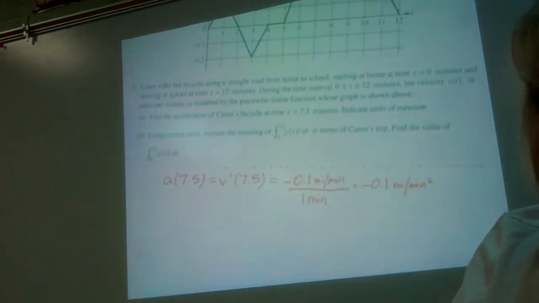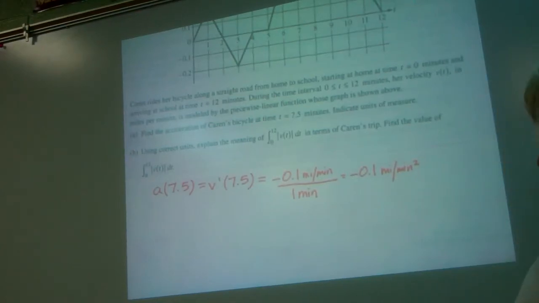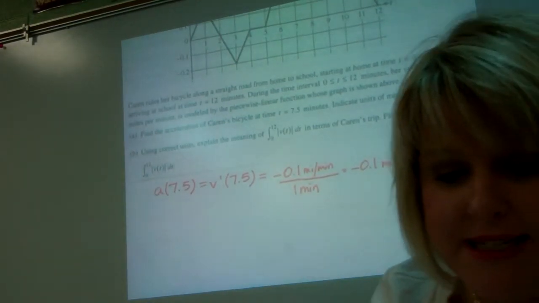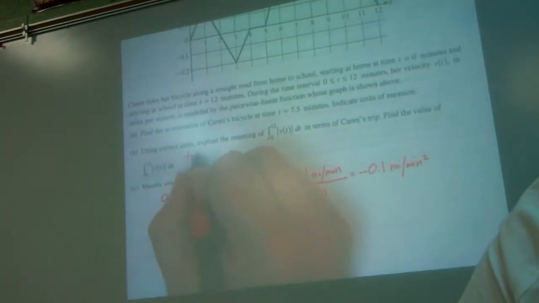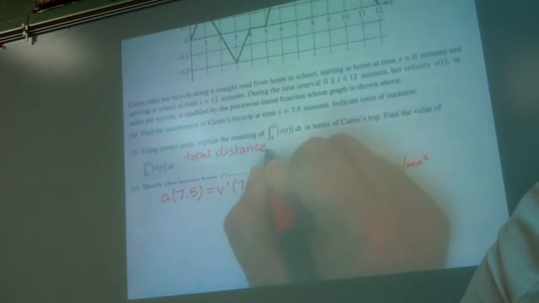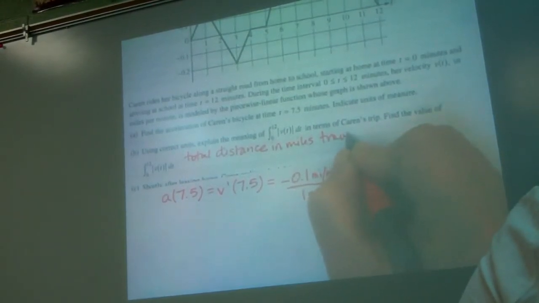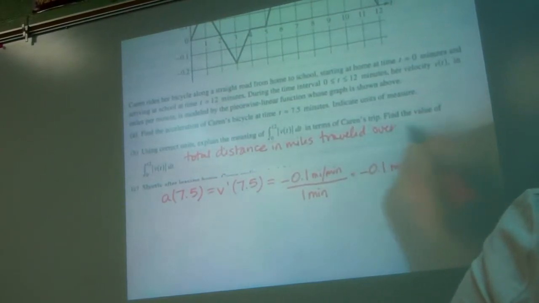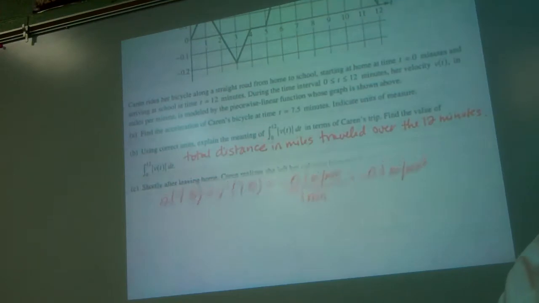Part B, using correct units, explain the meaning of the integral from 0 to 12 of the absolute value of velocity in terms of her trip, and then find the value. So what is that? When you integrate the absolute value of velocity, this is going to give us the total distance in miles traveled over the 12 minutes. And then to find the value, we'll just add up all the areas.